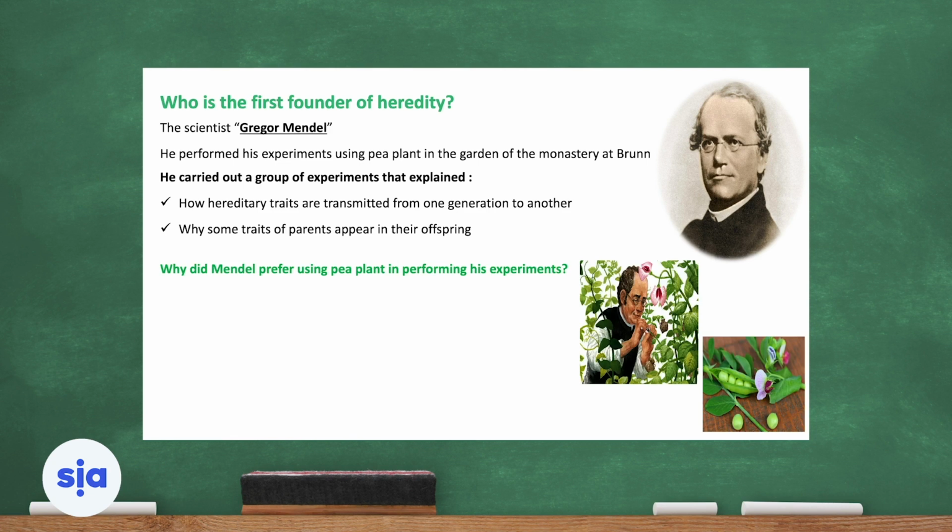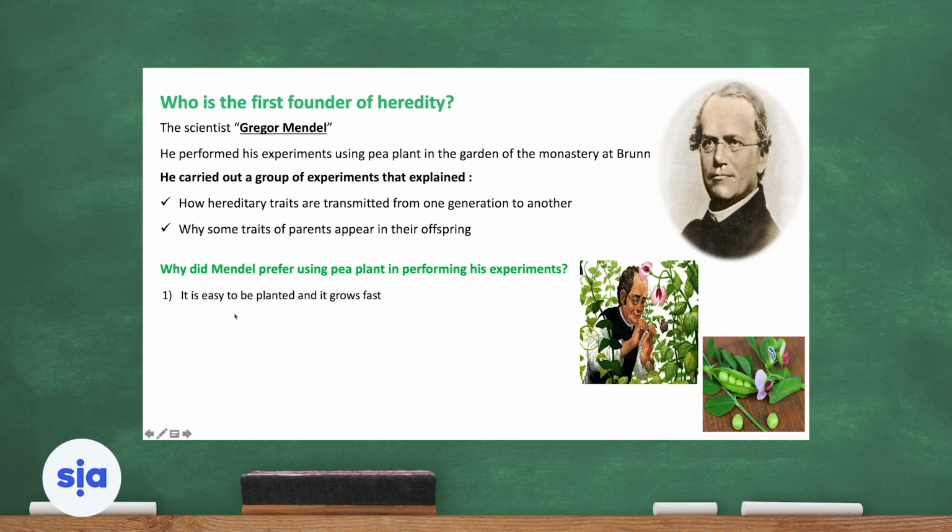why some traits of parents appear in their offspring. Now, why did Mendel prefer using pea plant in performing his experiments? It is easy to be planted and it grows fast. This is the pea plant. Gregor Mendel used this pea plant to study genetics.